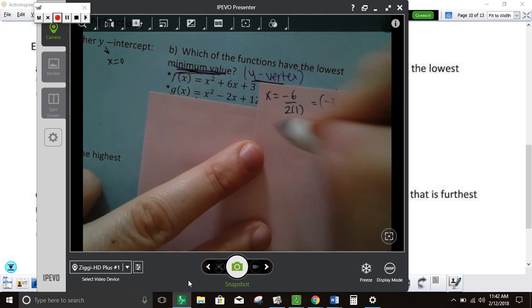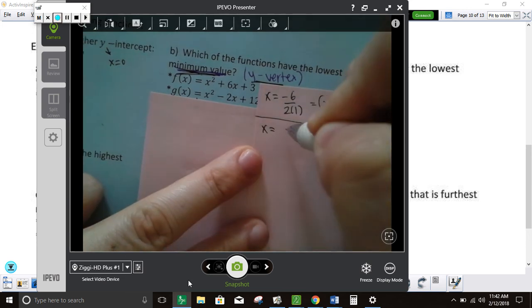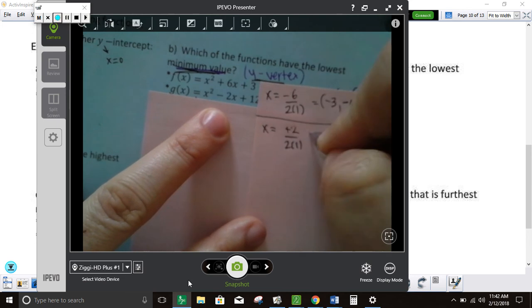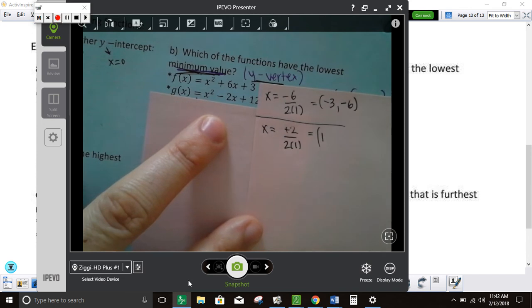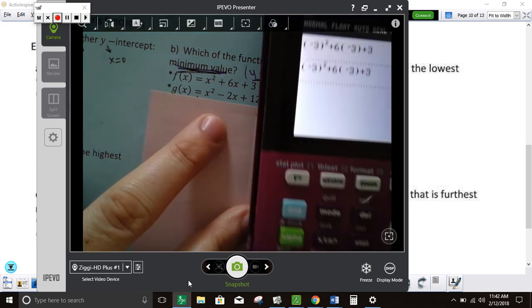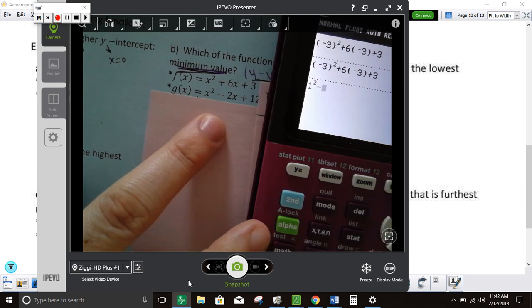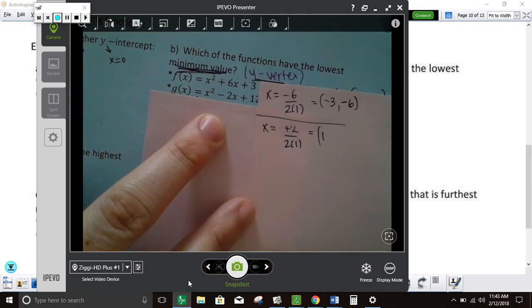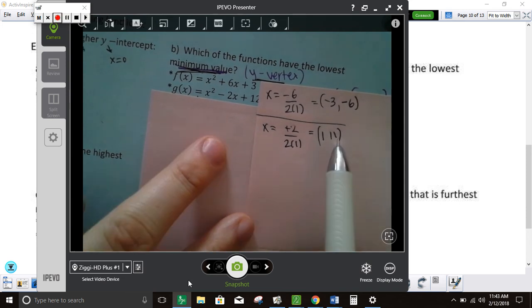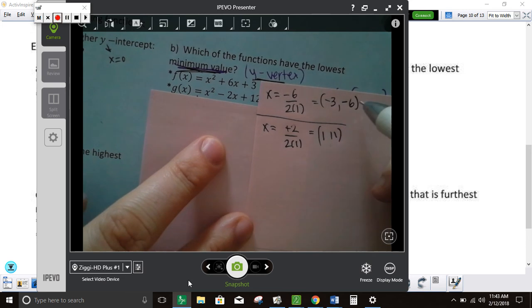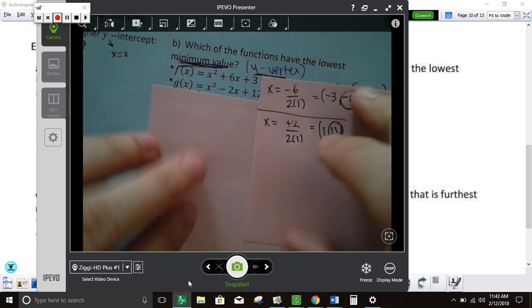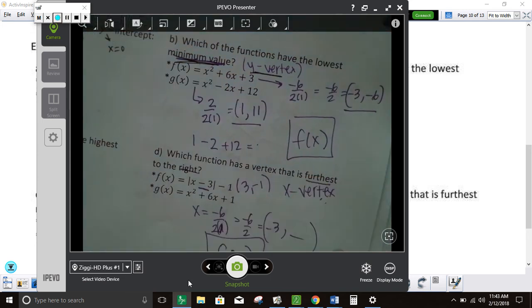Let's look at the G graph now. X equals -b, so a -2 over 2a, which would be 1. If I'm plugging 1 into my function, so 1 squared minus 2 times 1 plus 12 would give me an 11. And go back and read the question. Which of the functions has the lowest minimum value? Which one's smaller, -6 or 11? Okay, so f of x has the lowest minimum value.